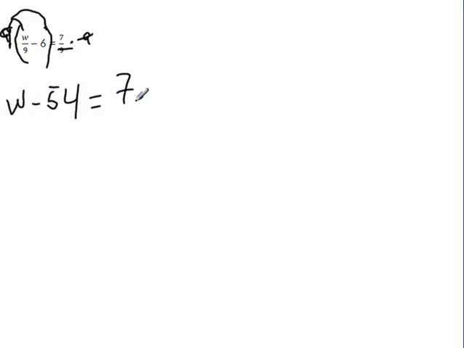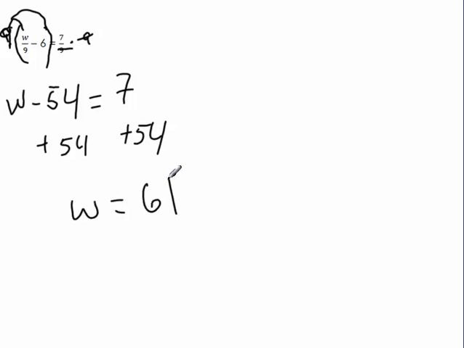Now, w minus 54 equals 7 is a little bit easier to handle. So all I need to do is add 54 to both sides. And I'm left with w equals 61. That gives me my answer there.